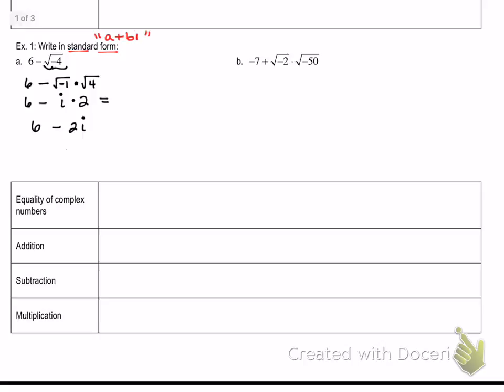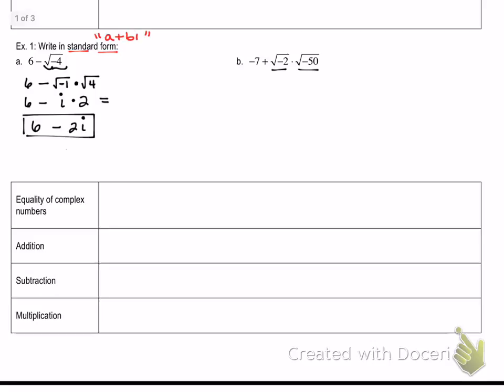And notice that it's now in the a plus bi format, so that is our number in standard form. Okay, so let's try to tackle part B. So notice now I have two different radicals, the square root of 2 and the square root of negative 50.